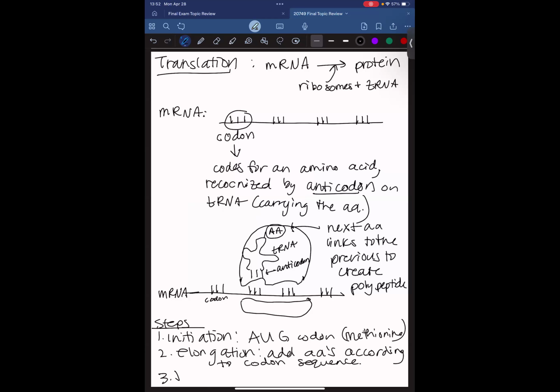And the third is going to be termination. This is based on a stop codon, also known as a nonsense codon. These guys do not code for an amino acid, and because of that, it just causes the ribosome to dissociate and drop off and let go of the polypeptide that it's making.